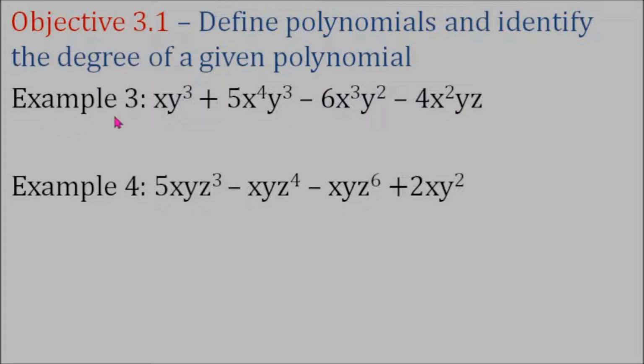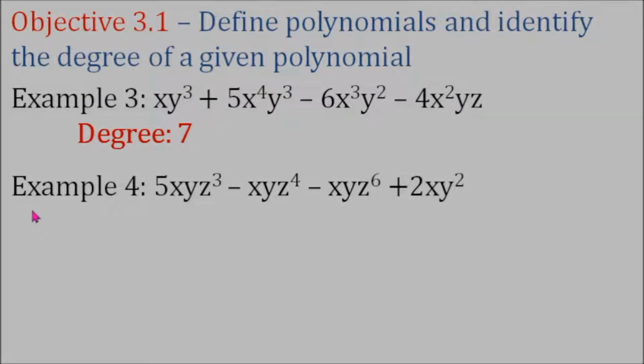Like this, example number 3, xy cubed plus 5x to the power of 4 y cubed minus 6x cubed y squared minus 4x squared yz. So what we will just do here is add the exponents in each term. So for the first term here is 1 plus 3, that's 4. Second term, 4 plus 3 is 7. Third term, 3 plus 2 is 5. And then fourth term is 4. So the highest sum is 7. So the degree is 7.